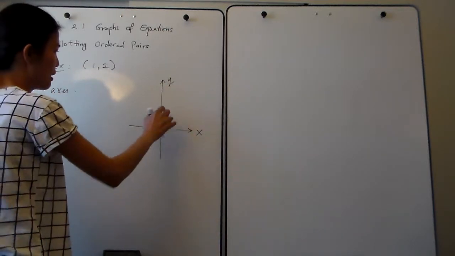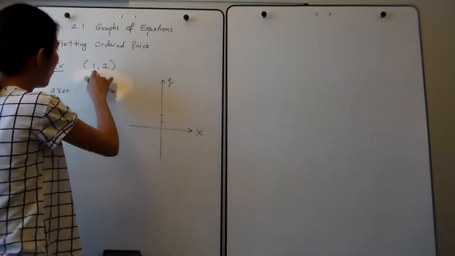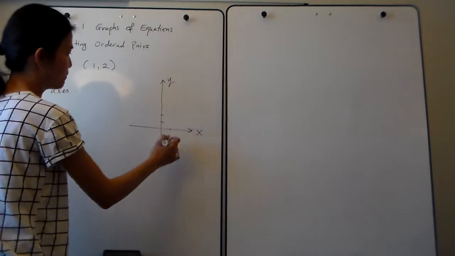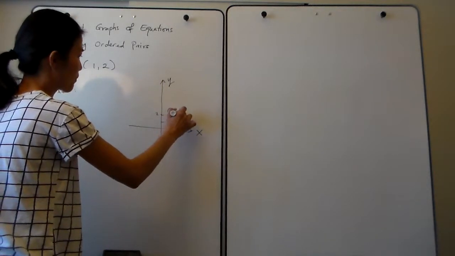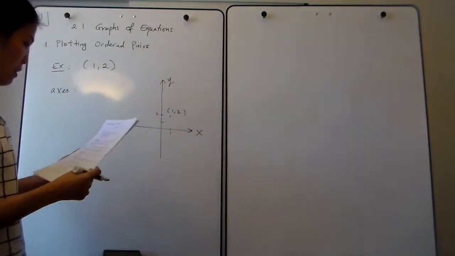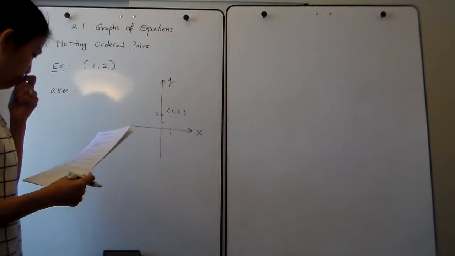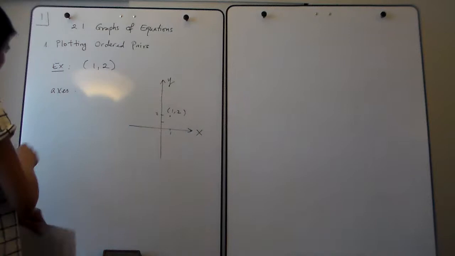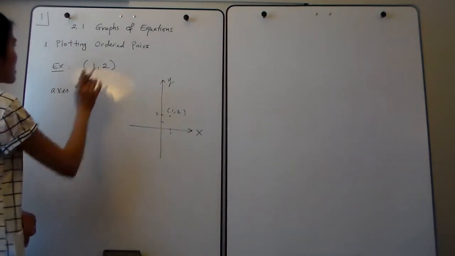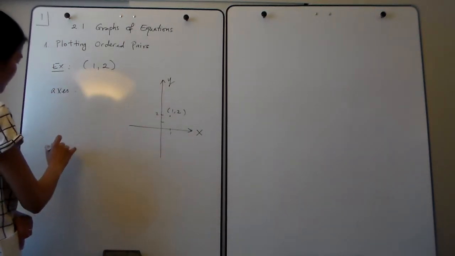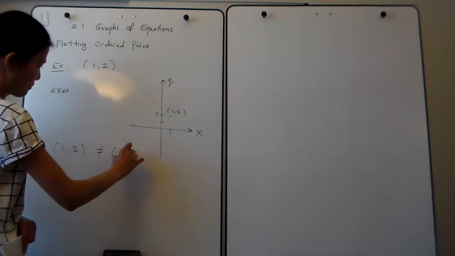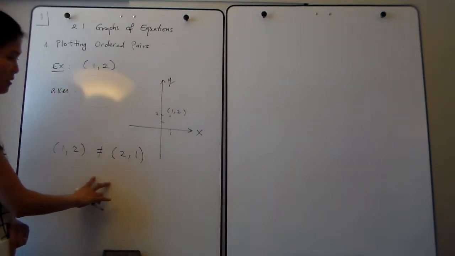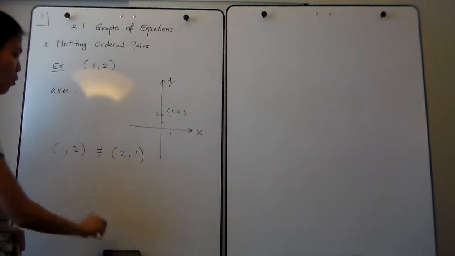So 2 will be up here. And 1 for x, right, would be 1 here. So there's a point 1, 2. Okay? Make sure that the ordered pair 1, 2 is different from the ordered pair 2, 1. They are different. So do not mix the order, okay?